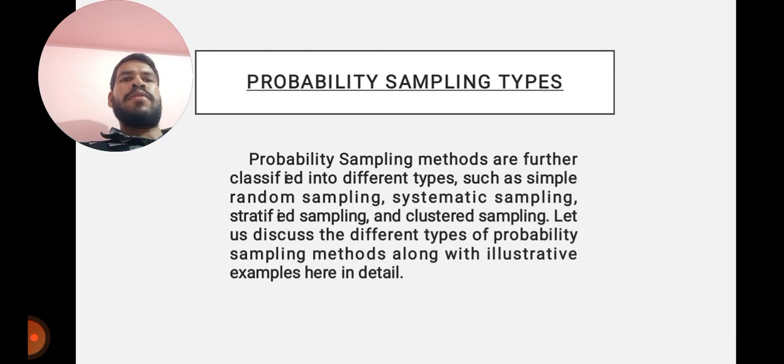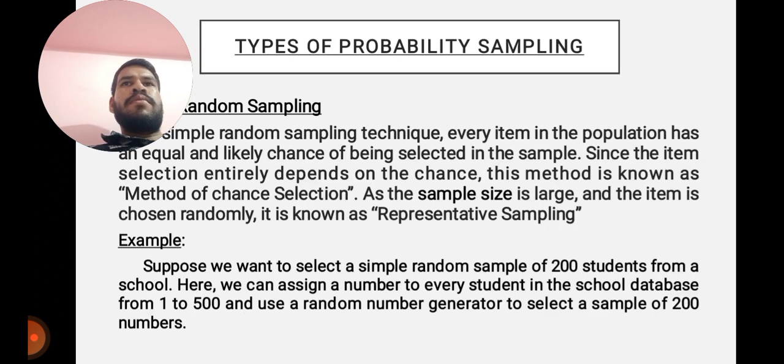Probability sampling types. Probability sampling methods are further classified into different types such as simple random sampling, systematic sampling, stratified sampling, and clustered sampling. Let us discuss the different types of probability sampling methods along with illustrative examples here in detail. Simple random sampling. Simple random sampling technique.